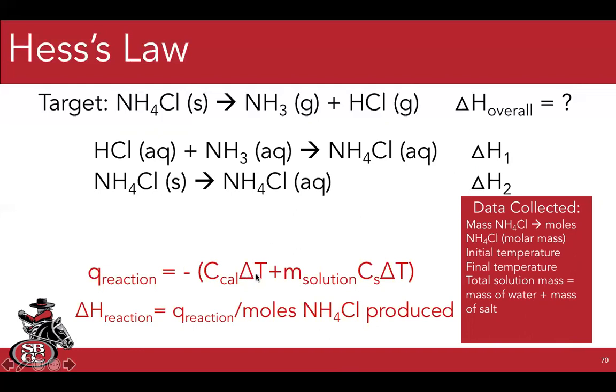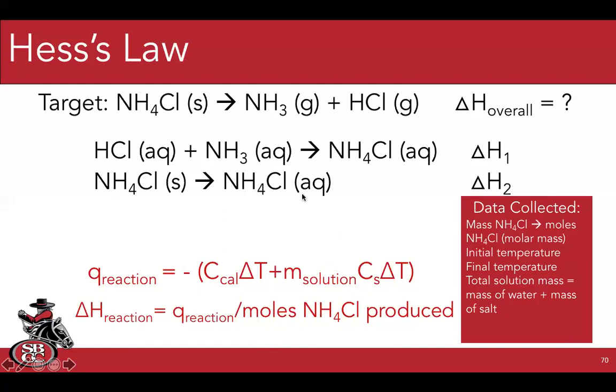So we'll get a delta T. Use the same heat capacity and calorimeter constant. And then we can divide again by the moles of ammonium chloride that are produced to solve for delta H. So now we have 2 delta H's that are somewhat related to our target equation, but they're not exactly. So we're not quite there yet.